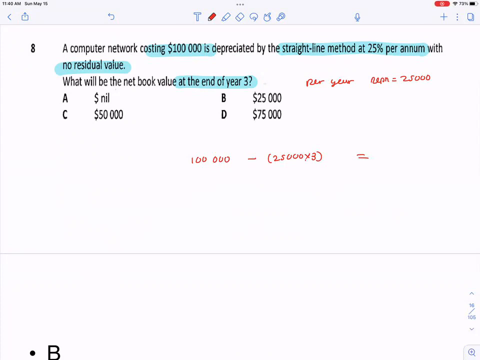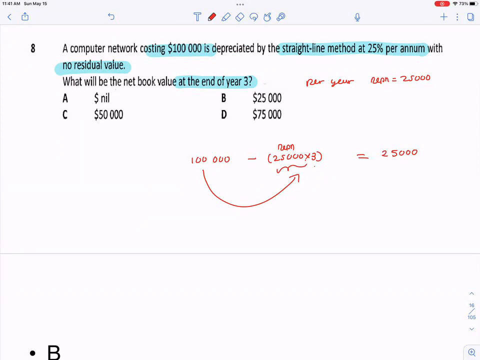What is the net book value at the end of year 3? Year 3 means I have charged depreciation for year 1, for year 2, and for year 3. It's straight line method, so it is very easy. We can simply find 25% of 100,000, which is 25,000. In straight line method the depreciation stays the same. You don't need any writing, you just need the answer.